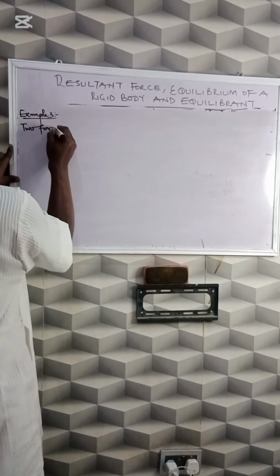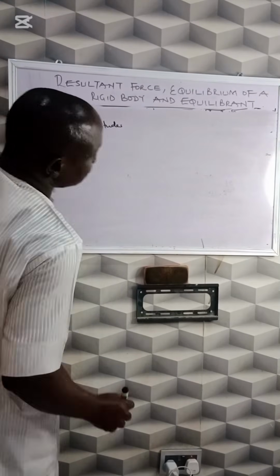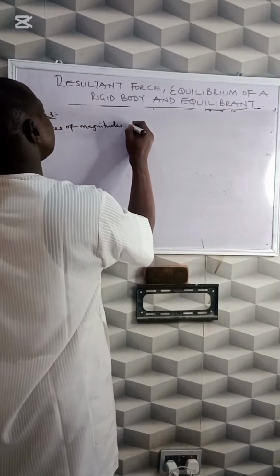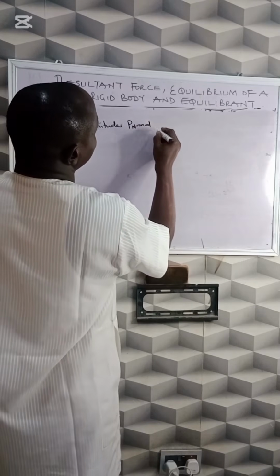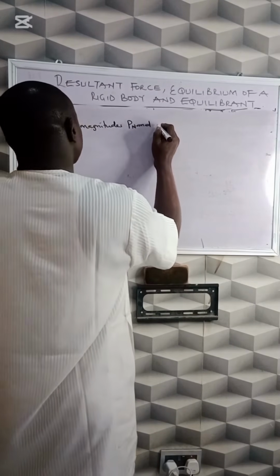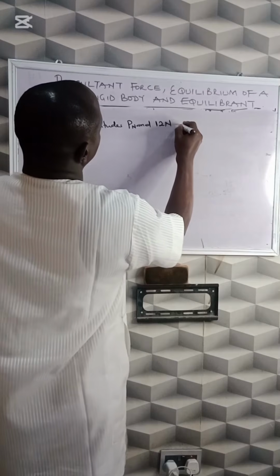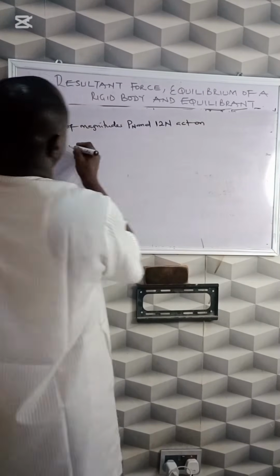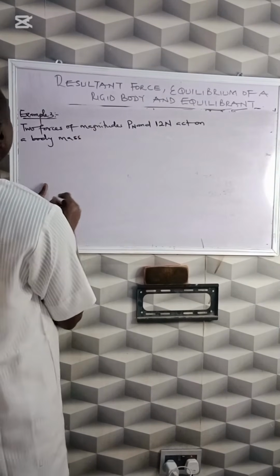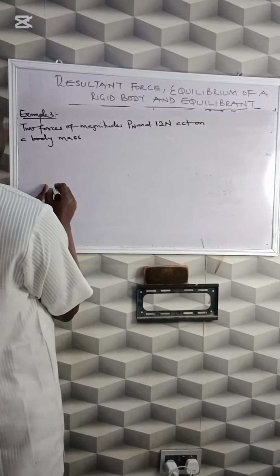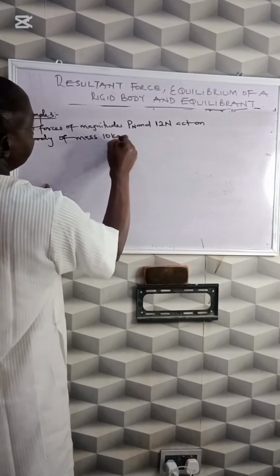Two forces of magnitudes P Newton and let me say 12 Newton act on a body of mass 10 kilogram.